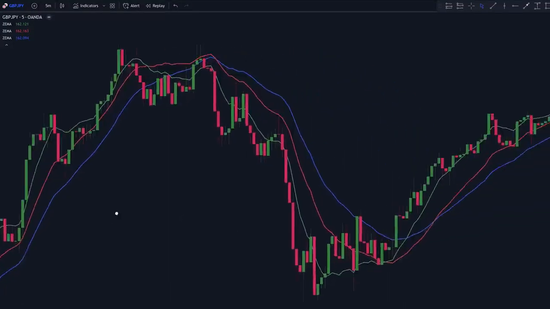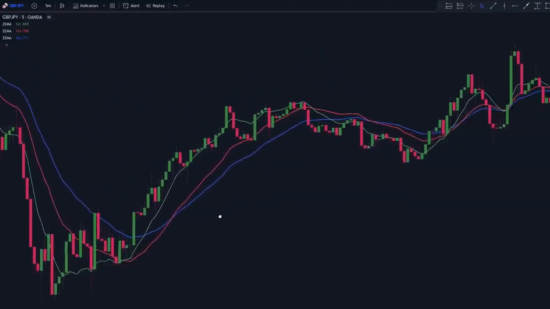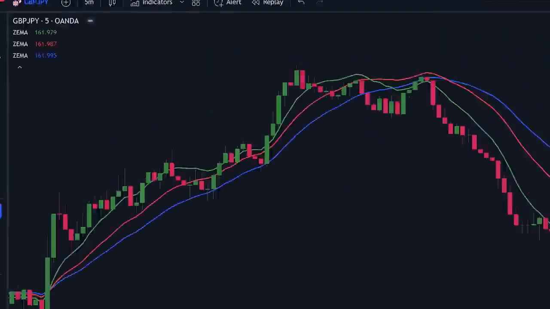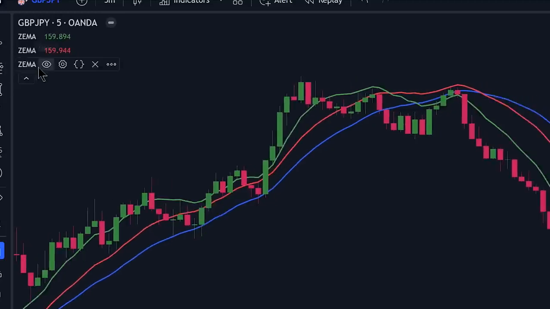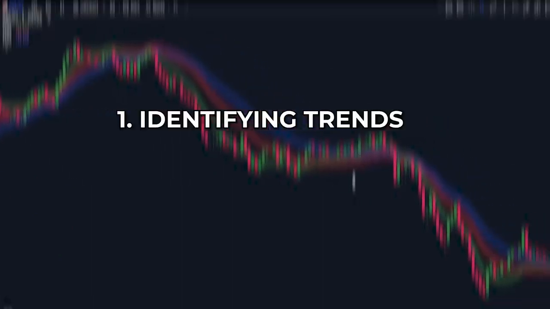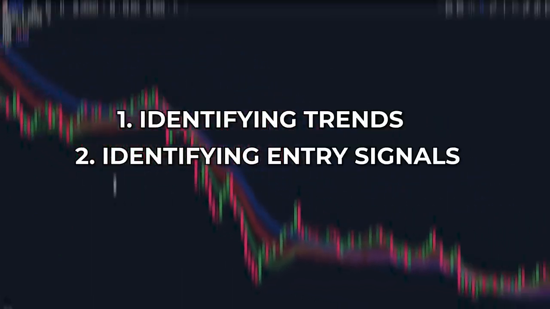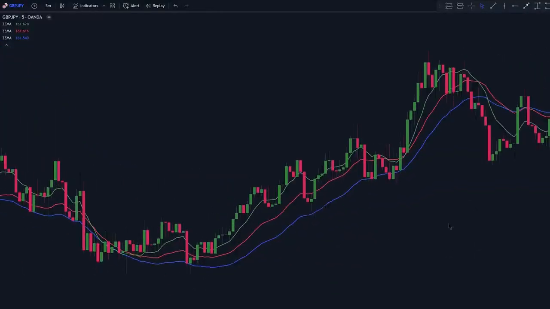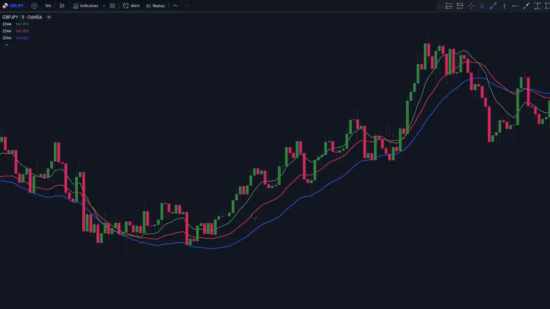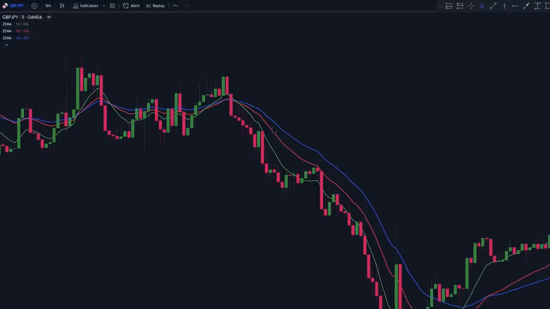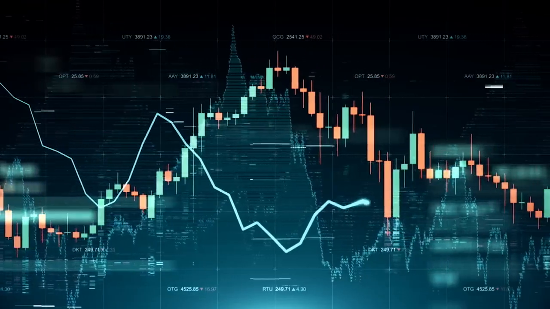Now, looking at this setup, you'll notice that it's very similar to another indicator called the Williams Alligator, which I did a video about a few weeks ago. We're going to be using the ZEMA, well, I'm just going to be calling it the ZEMA. We're going to be using them to identify trends in the market as well as for identifying buy and sell entry signals. For a bullish trend, the ZEMAs should be aligned in such a way that the blue one is at the bottom, the red one in the center, and the green one at the top. For a bearish trend, the blue one should be at the top, the red one remains in the center, and the green one should be at the bottom. So how do we trade using this strategy?